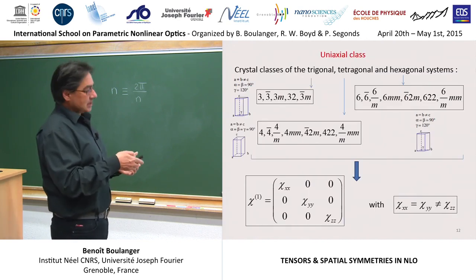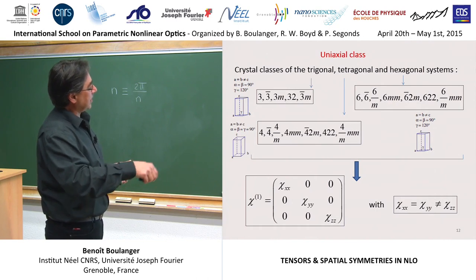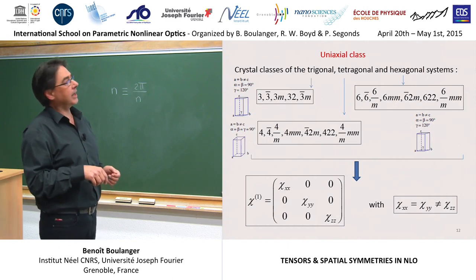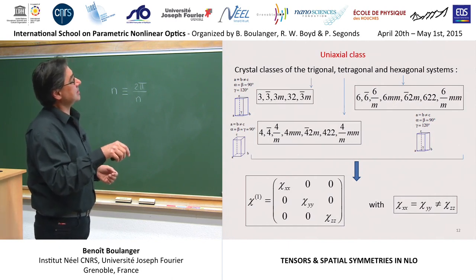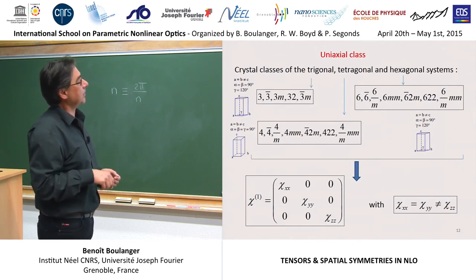Other crystal classes have this form of matrix with two equal elements. These classes are the trigonal classes, the tetragonal classes, and the hexagonal classes.